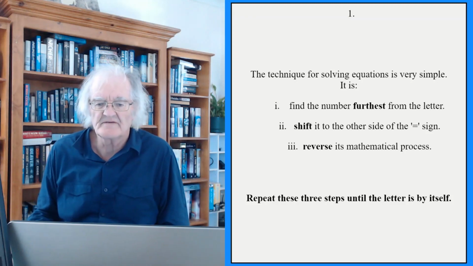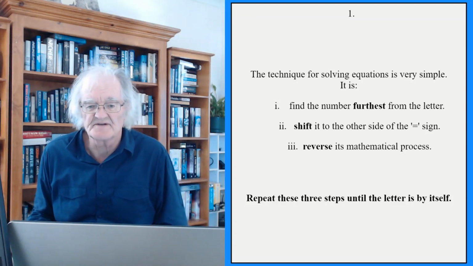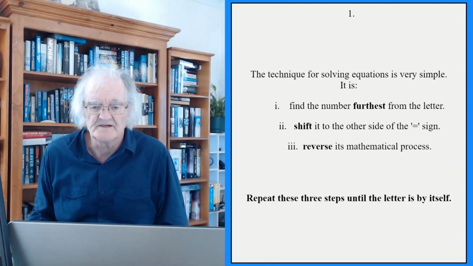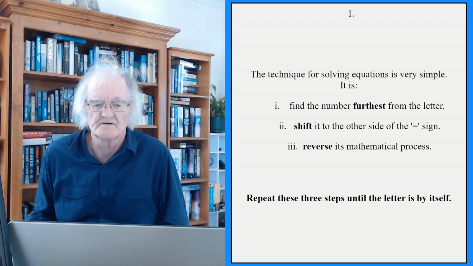The technique for solving equations is very simple. It is, firstly, find the number furthest from the letter. Secondly, shift it to the other side of the equal sign. Thirdly, reverse its mathematical process. We repeat these 3 steps until the letter is by itself. Then we have our solution.